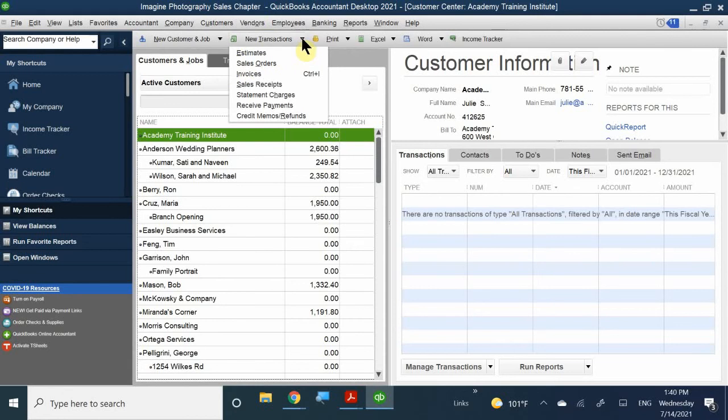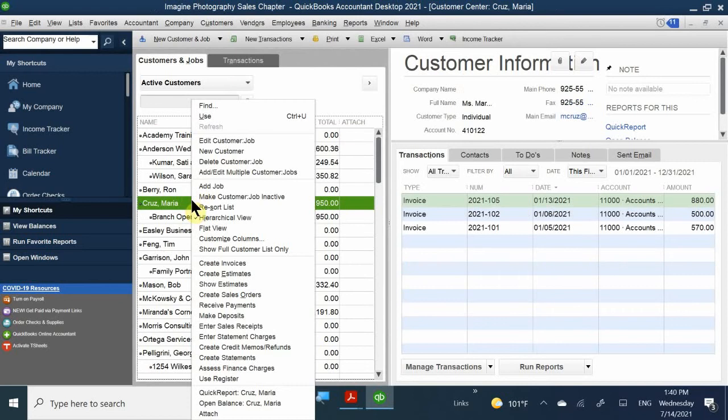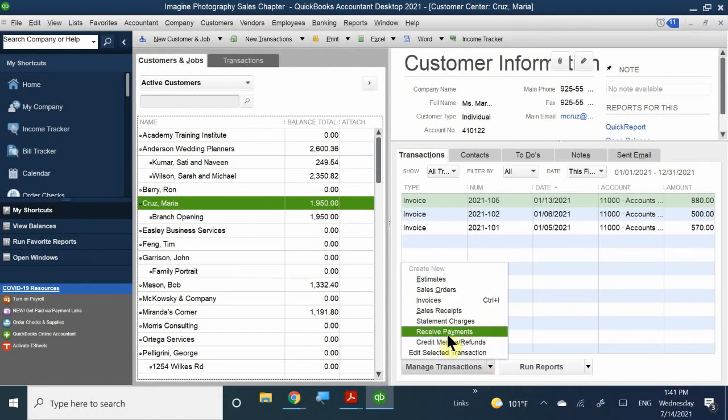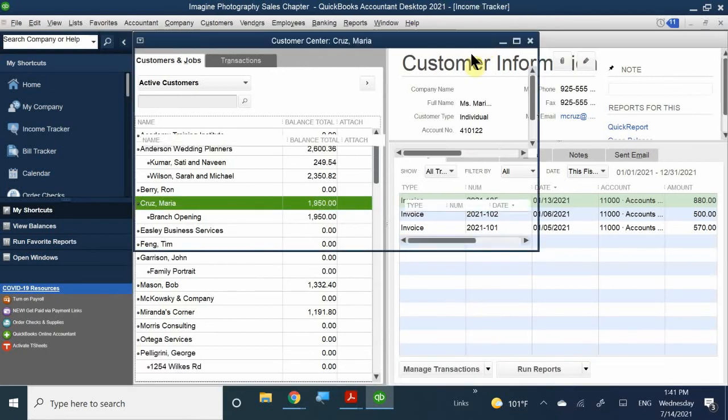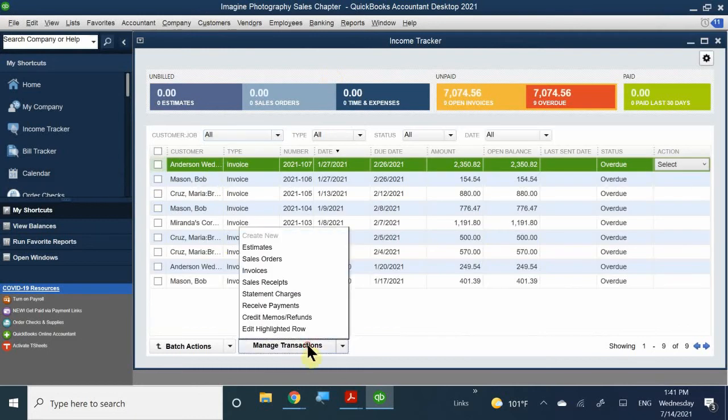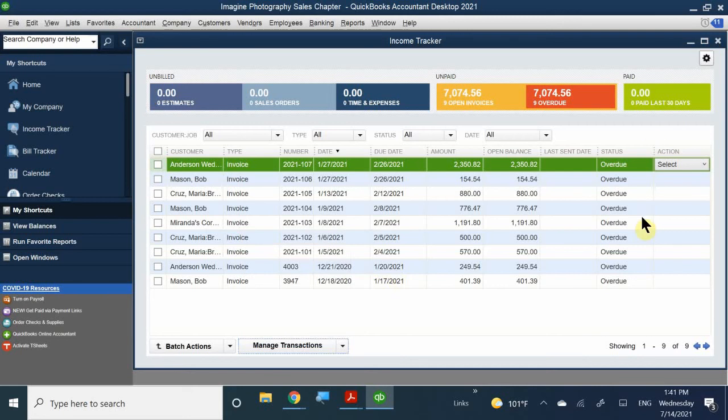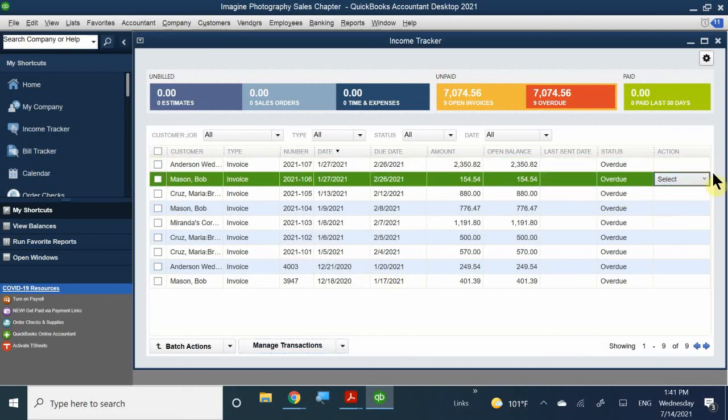New transaction, receive payments, okay? If you have a particular customer like Maria Cruz, you can right click them and receive a payment there too, okay? And also don't forget you have manage transactions down below on each particular person and be able to receive payments there. And once again, if you use the income tracker, you have the manage transactions down below to receive payments. And then, of course, for any invoice here, you can either select them and you can choose the option to receive a payment. Okay, so that's 7 ways.